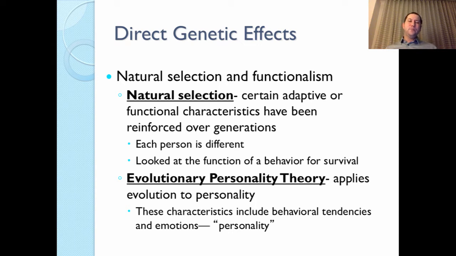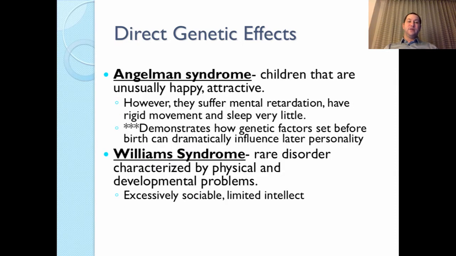All right. So the next concept is evolutionary personality theory, and the purpose of this concept is to apply evolution to personality. Ultimately, these characteristics include behavioral tendencies and emotions, and that's what we call personality from a biological perspective. Now, there are a series of disorders that are worthwhile talking about that influence our character, influence the way we behave.